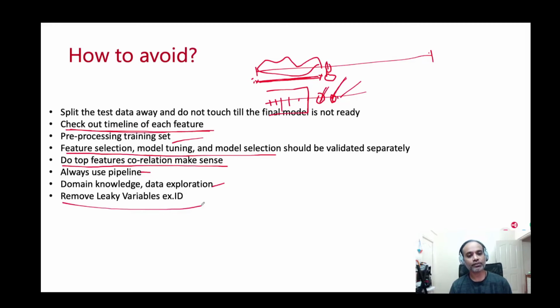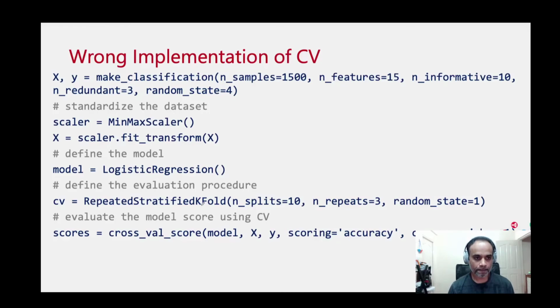Leaky variables will be like, as I said, customer ID has some information. So do not consider those values, rather you get rid of those kinds of columns. So this is one example of a wrong implementation of cross validation. I have collected my data X and Y. This is my target variable Y.